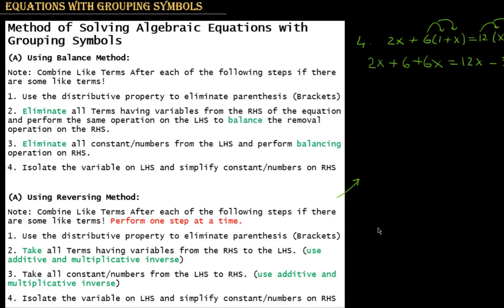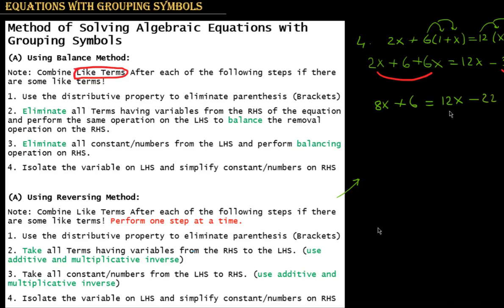So when you see like terms, you always try to simplify them. So we have like terms 2x and 6x on this side, and these are two numbers. So numbers can be simplified at each step. So 2x plus 6x is 8x plus 6 equals 12x minus 36 and plus 14, two different numbers. Subtract smaller from the larger and put the sign of the larger, minus 22.